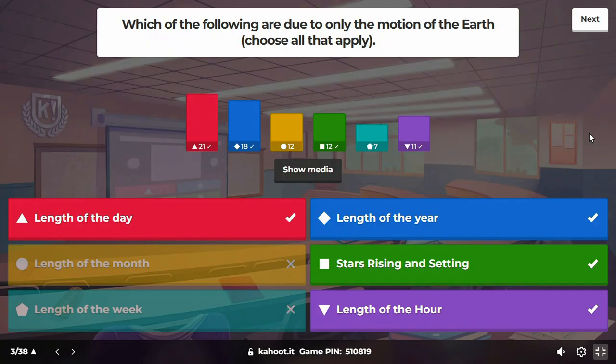We'll talk about the length of the month during this lecture, and that's going to be actually due to the motion of the moon. And then on next lecture, we'll talk about where the length of the week comes from. But those two are not due to the motion of the Earth. They're due to the motion of other things.